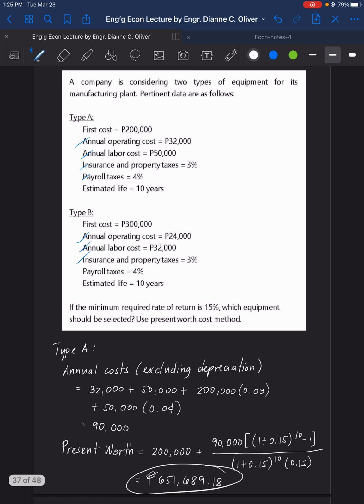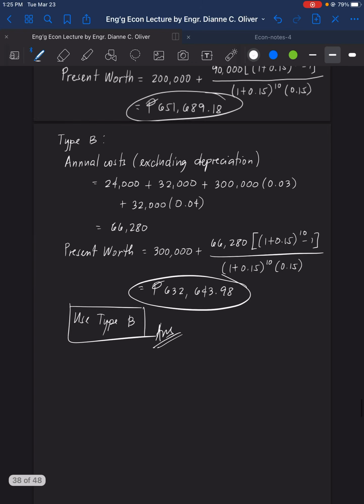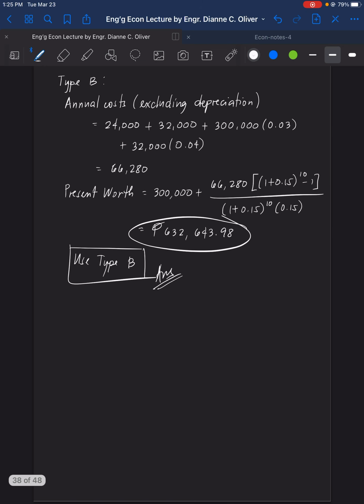Okay, screenshot the problem and the solution.